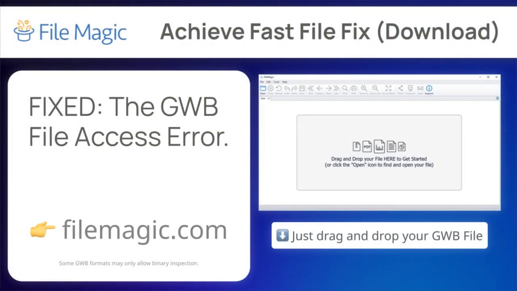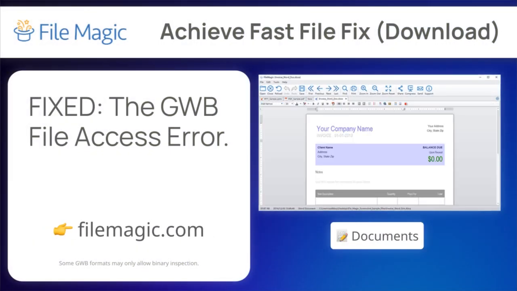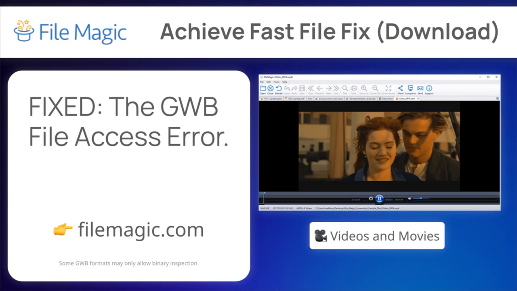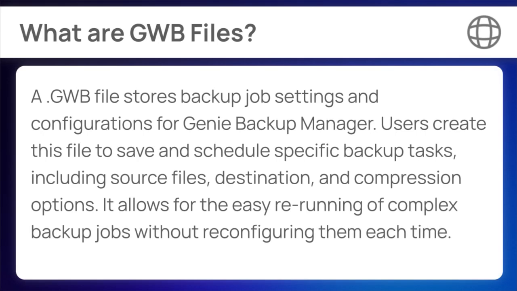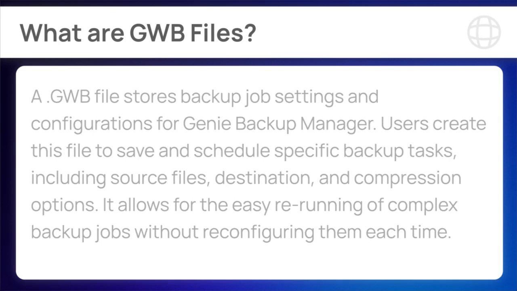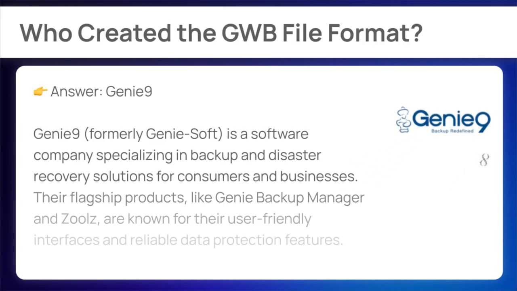If the standard fixes fail, I have a plan B, a proprietary technique that almost always works on stubborn GWB files. A GWB file stores backup job settings and configurations for Genie Backup Manager. Users create this file to save and schedule specific backup tasks, including source files, destination, and compression options. It allows for the easy rerunning of complex backup jobs without reconfiguring them each time.